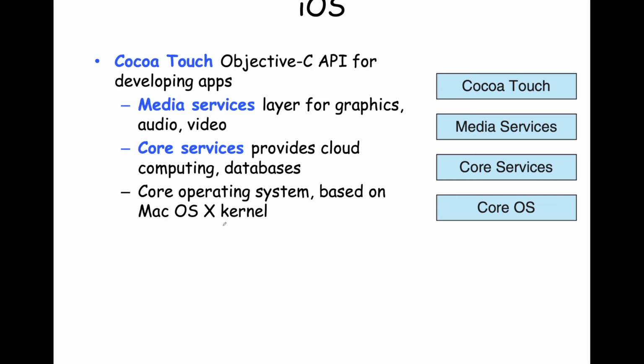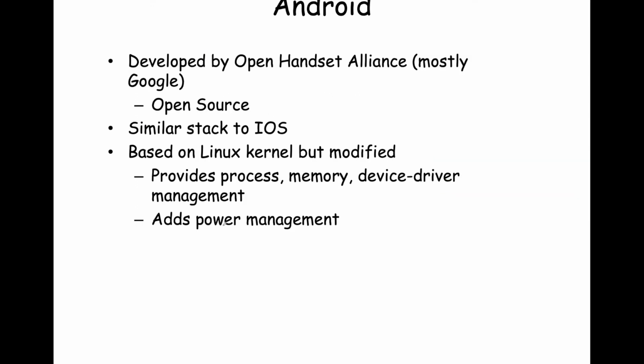And so Cocoa Touch is an API in Objective-C. It's an object-oriented language. It does media services, core services for things like cloud computing, the iCloud services, as well as the core operating system stuff is based on the Mac OS X kernel. And so iOS is an amalgam and a prime example of how you take the basic kernel and you extend it to work with all of these other hardware resources that you need or have on your mobile device.